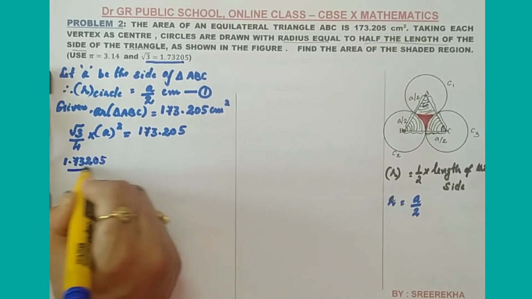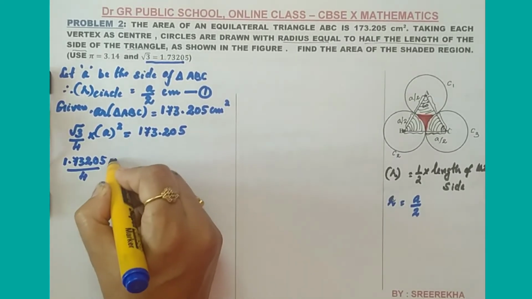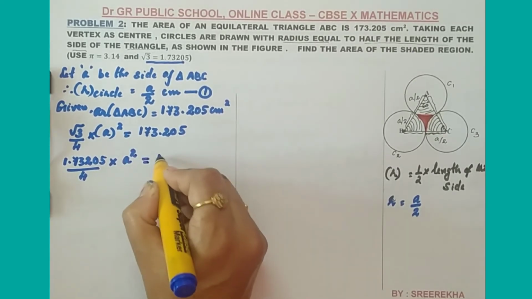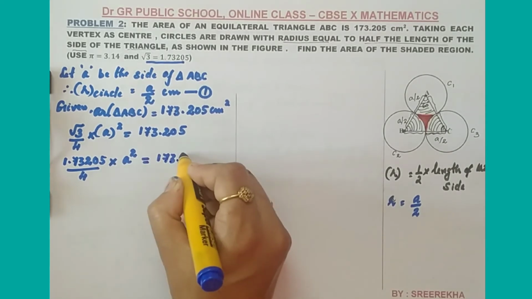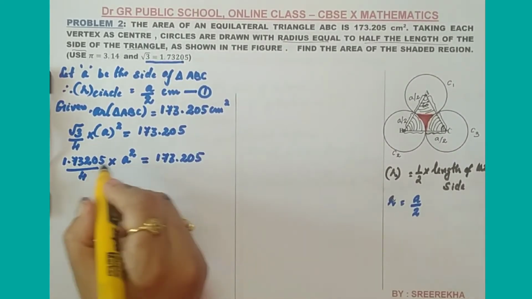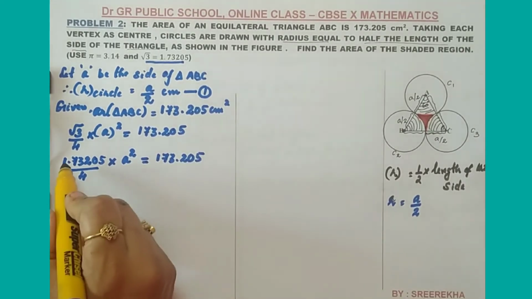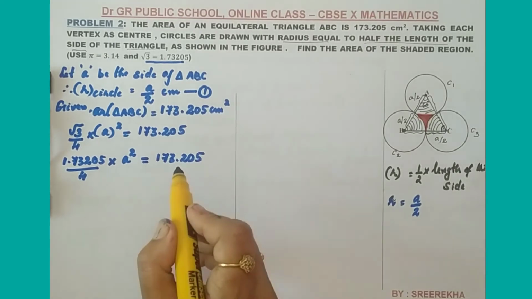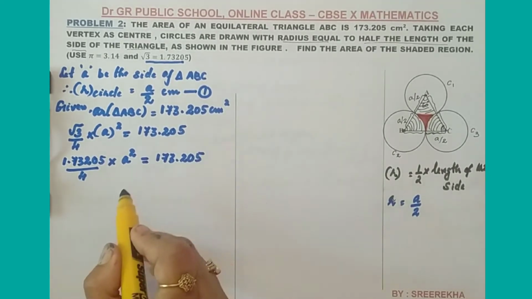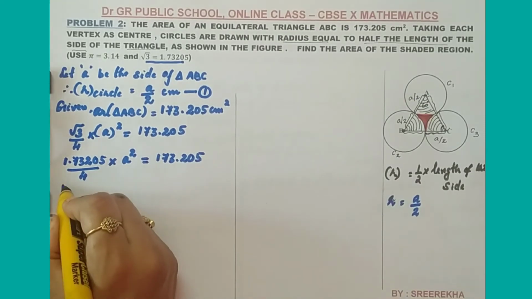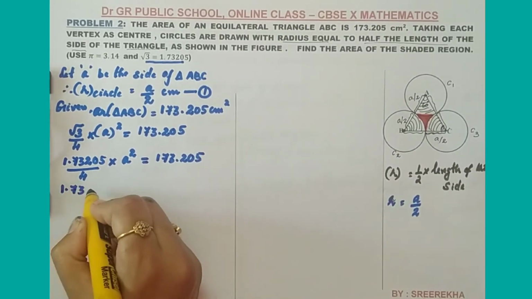1.73205 divided by 4, into a square, keep it there, equals 173.205. Look at the values on the LHS and RHS. Both are the same, 173.205. The only change is the change in the decimal place. So I am going to make them equal by doing a simplification like this.